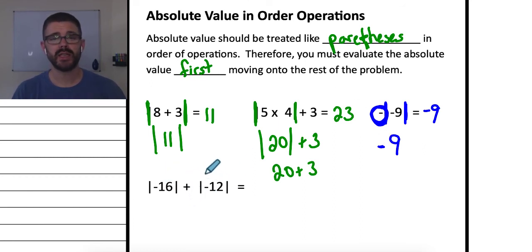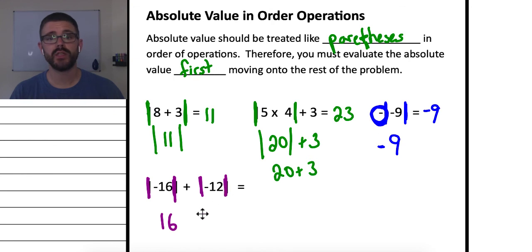Next one, you'll notice that in this case, each of the numbers are in their own absolute value. So think of them as their own parentheses. We got to do each of those first. So what's the absolute value of negative 16? Well, it's 16 places away from 0. What's the absolute value, those vertical bars, of negative 12? Well, it's 12 steps away from 0. You'll notice that every time we take the absolute value of a number, we get rid of the absolute value bars. We've taken care of that part. And then we just come back and finish the problem. 16 plus 12 is 28.